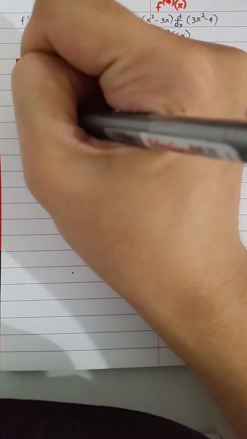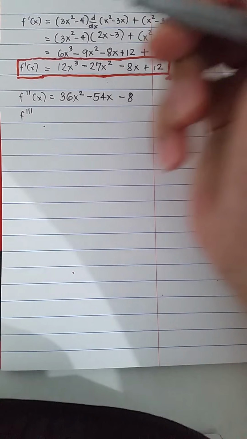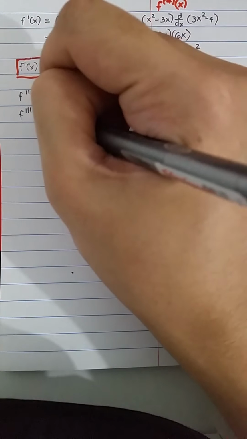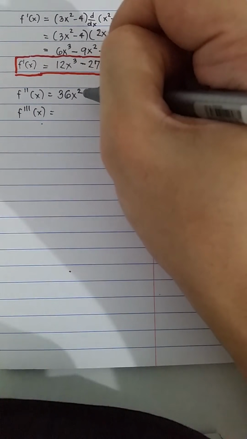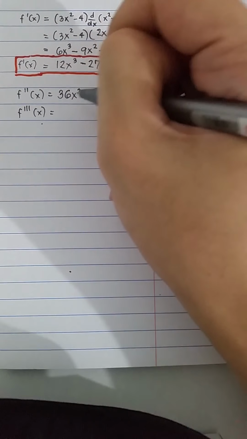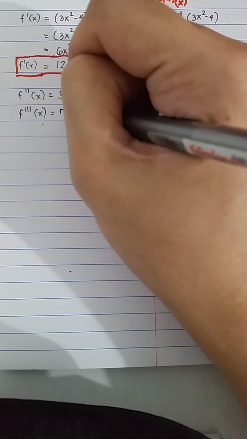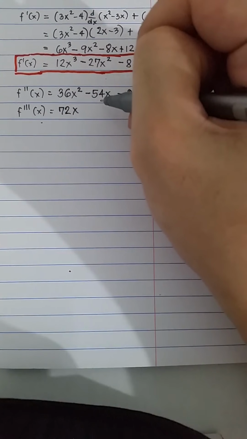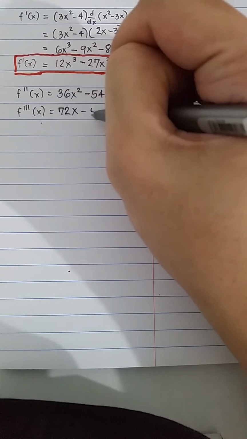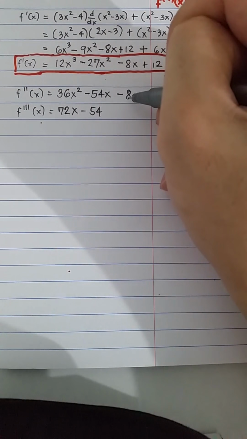So this is the second derivative. Moving on to the third derivative, we apply the triple prime of x. So this is still differentiable. We multiply: this is 72x, and negative 54x is negative 54. Again, this is 0 because this is constant.